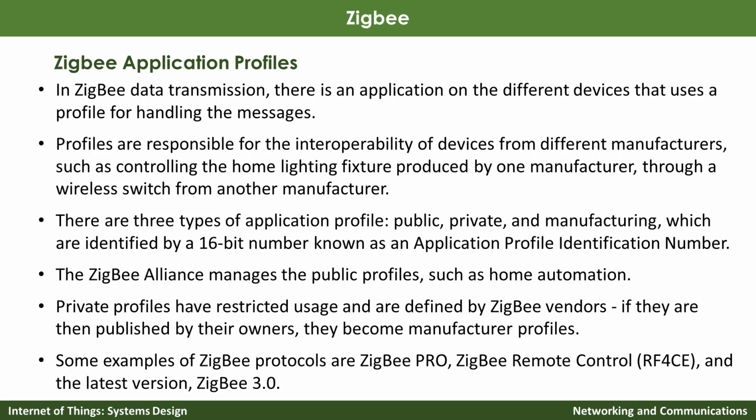There are different Zigbee protocols or versions: Zigbee Pro, Zigbee Remote Control, Zigbee 3.0. Each of these protocols has slightly different capabilities. The concept of Zigbee application profiles is really important because they provide the interoperability for a given network, since they define how devices describe themselves and how they should communicate with each other.